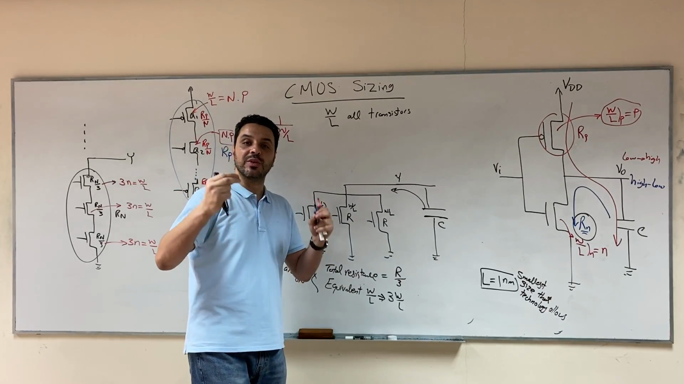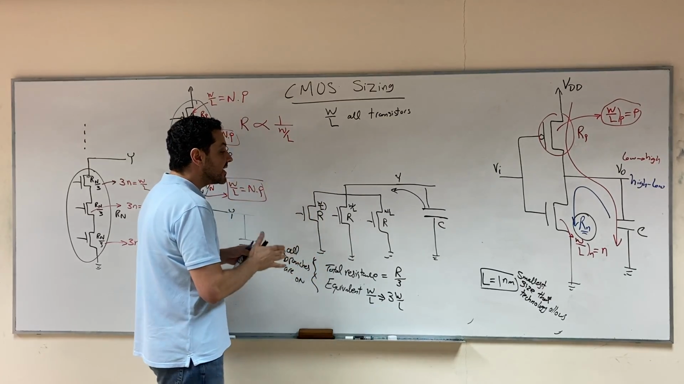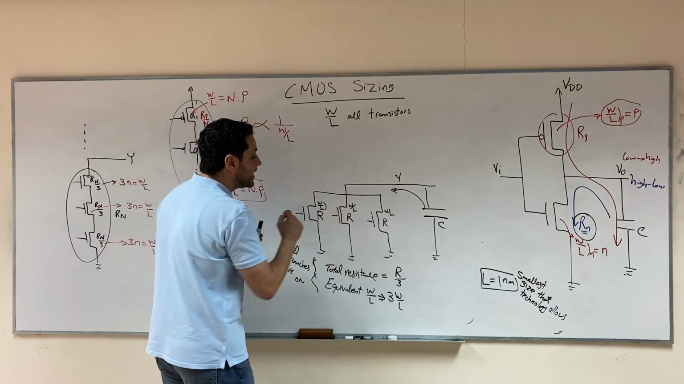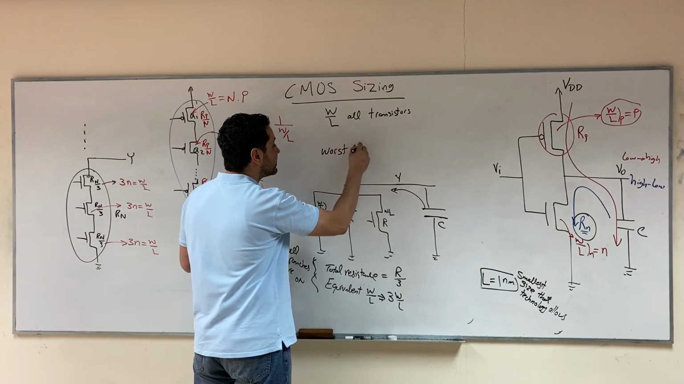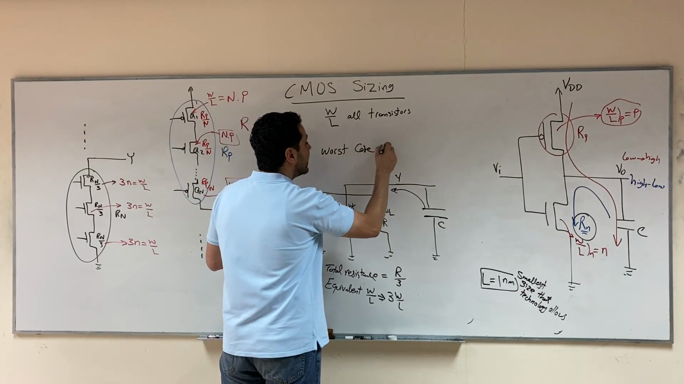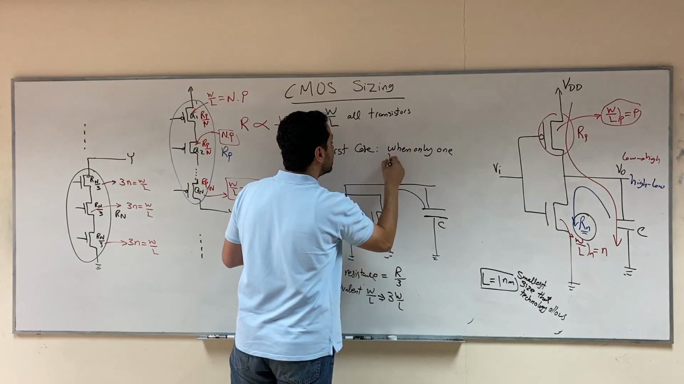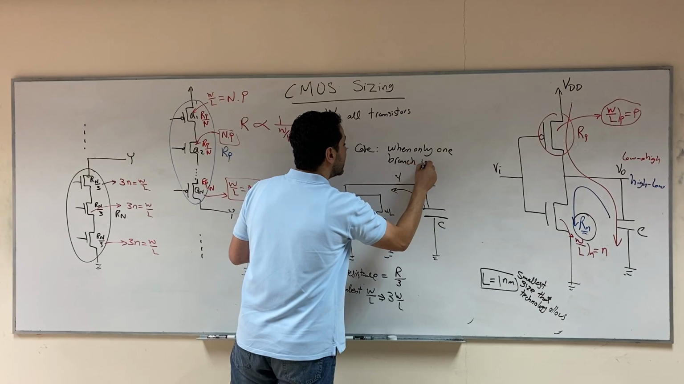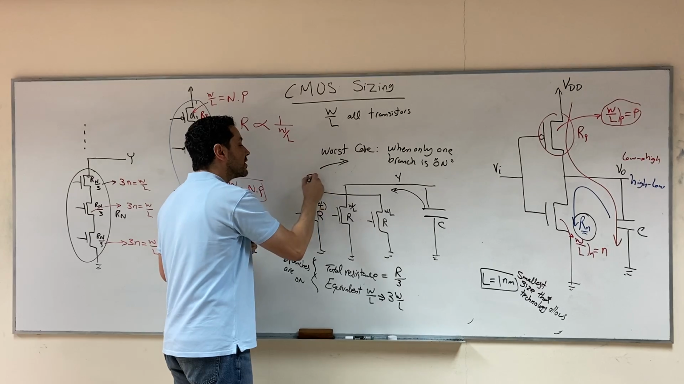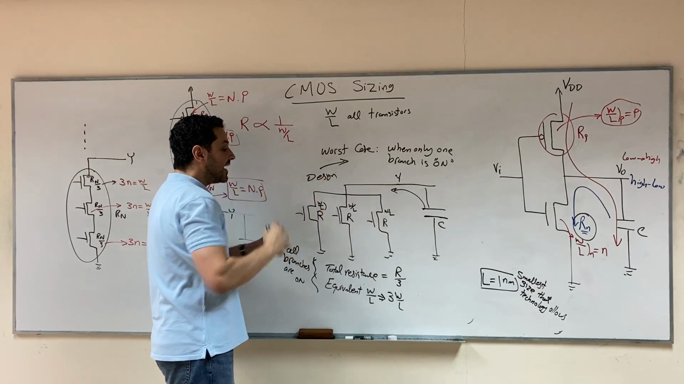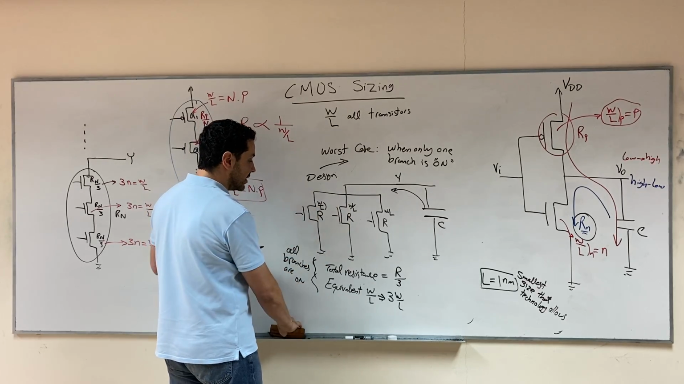What's the worst case? What's the case that will give you the longest delay? The case that will give you the longest delay is the case where the resistance is the highest. And the resistance is the highest when only 1 branch is operating. So the worst case, the one that we should use for design, is when only 1 branch is on. So when we design parallel branches, you should consider that only one of them is on.